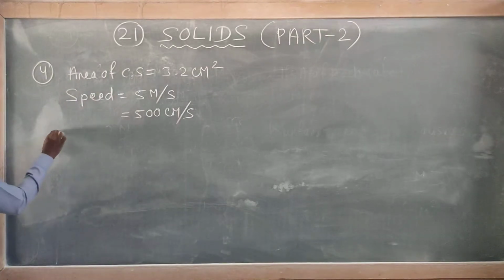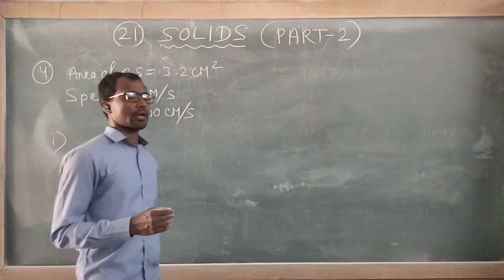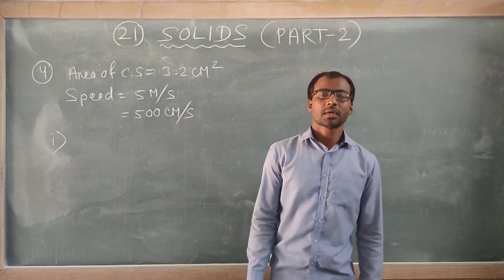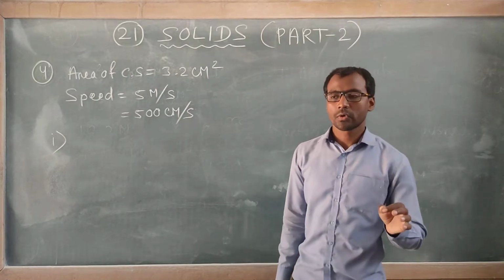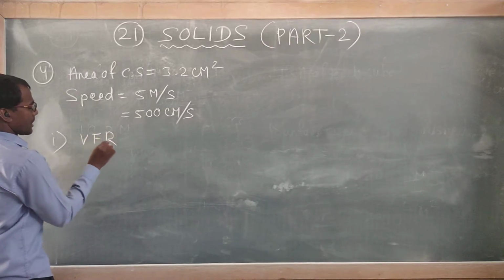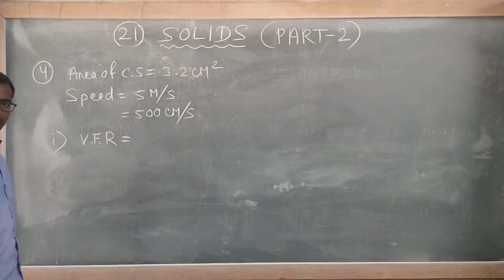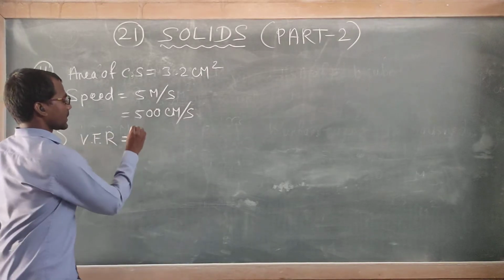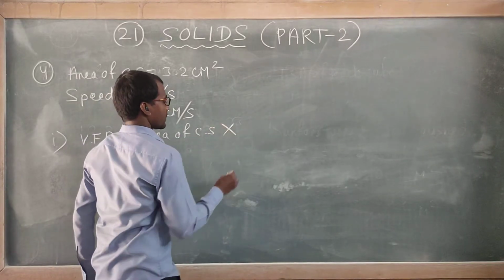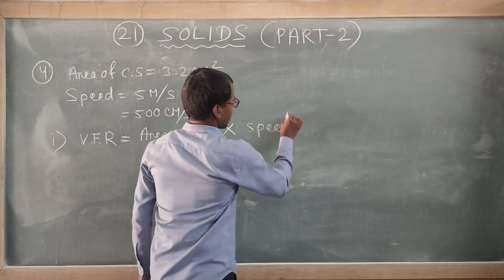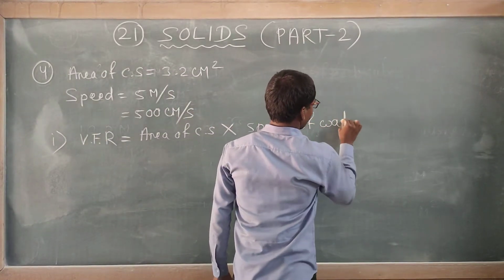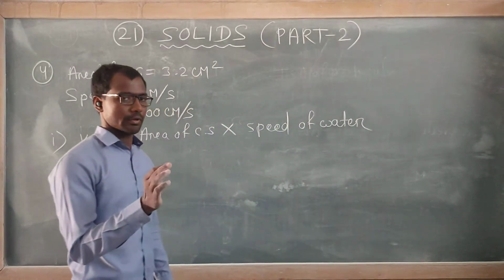So per second, how much water is flowing through the pipe, or how much water is emerging from the pipe? That is also called volume flow rate. Remember, VFR, volume flow rate. Its formula is area of cross section into speed of water, or speed of any liquid flowing through it.